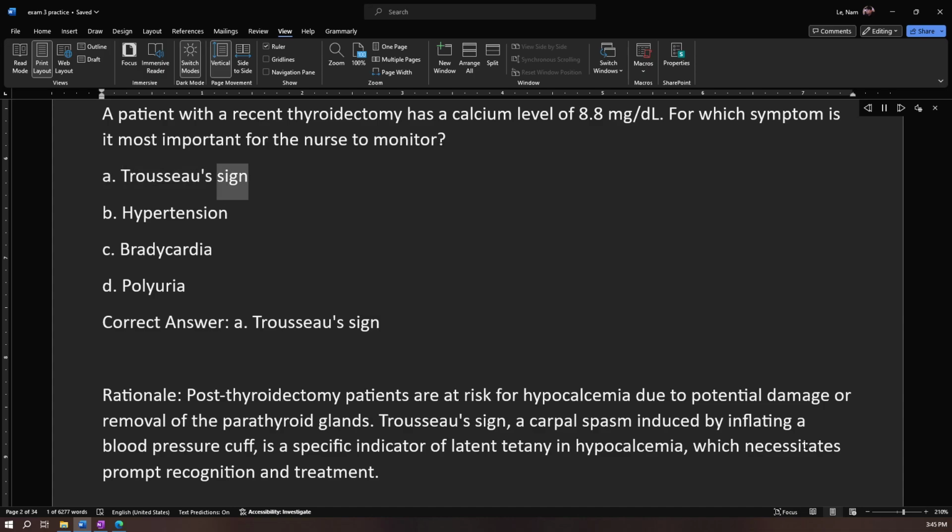A. Trousseau sign. B. Hypertension. C. Bradycardia. D. Polyuria. Correct answer: A. Trousseau sign. Rationale: post-thyroidectomy patients are at risk for hypocalcemia due to potential damage or removal of the parathyroid glands. Trousseau sign, a carpal spasm induced by inflating a blood pressure cuff, is a specific indicator of latent tetany and hypocalcemia, which necessitates prompt recognition and treatment.